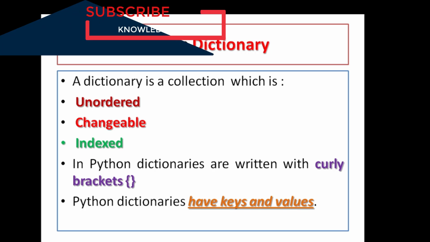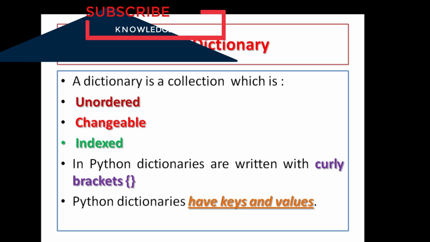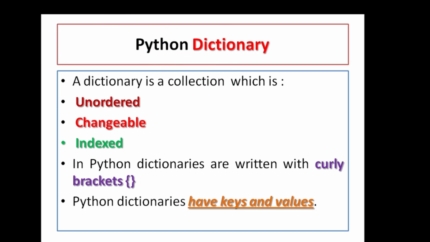Python dictionaries are written with curly brackets. Remember that with lists we create lists by using square brackets, and we create tuples by using round brackets, but Python dictionaries are written with curly brackets. Python dictionaries have keys and values.